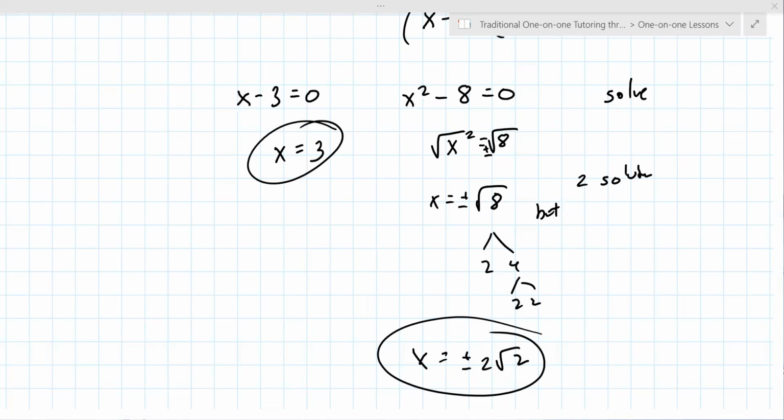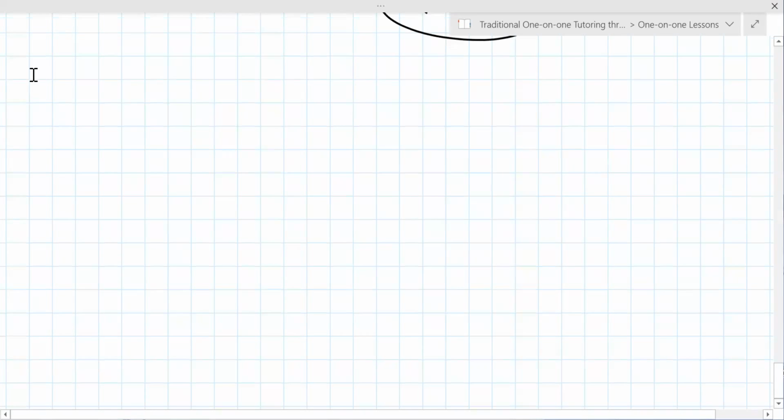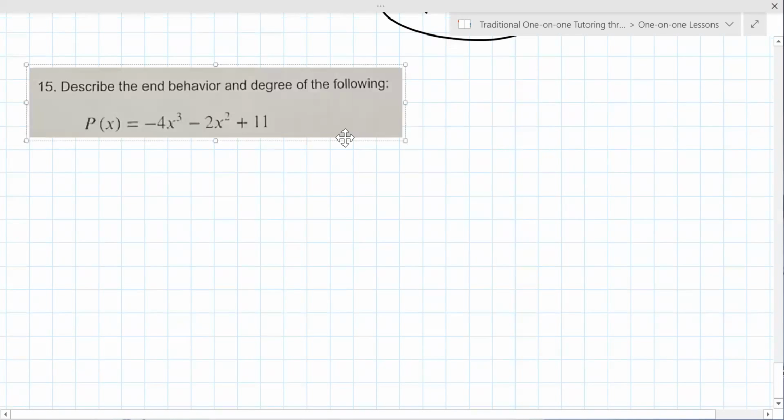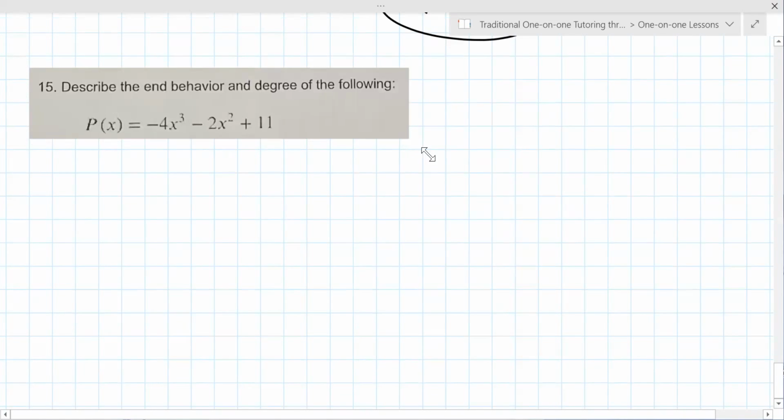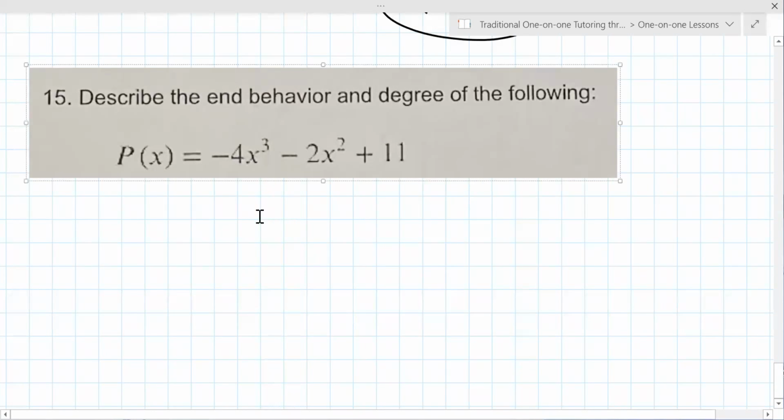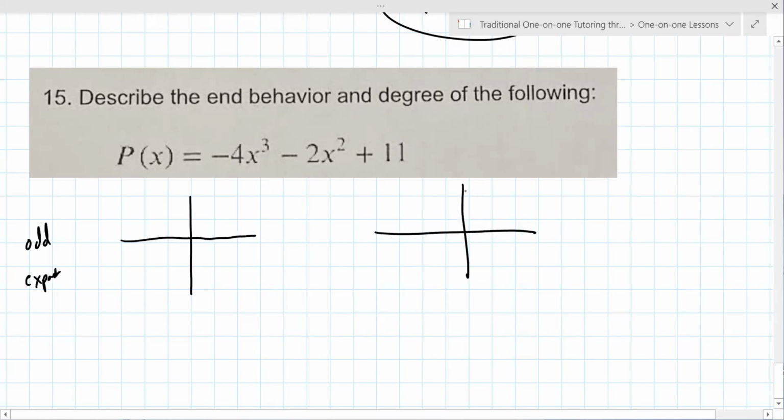Okay, so we're going to move to 15. Describe the end behavior and degree of the following. So there's like 4 graphs that you need for this. This is for odd exponents. These are both for odd exponents.